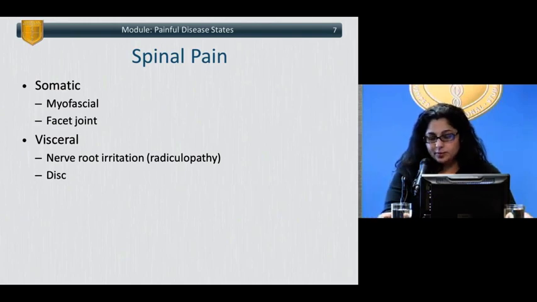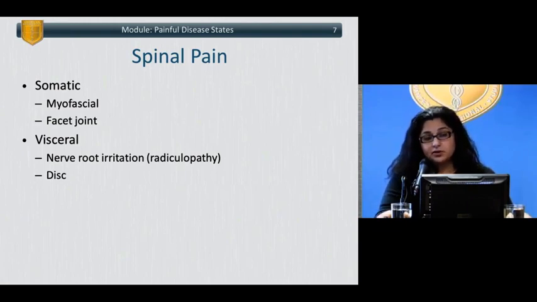Spinal pain. When we refer to spinal pain, I often classify it as somatic or visceral. When I refer to somatic, again, as we mentioned earlier, that's skin, muscle, joints, tendons, bones. So when we're referring to the back, of course, we have muscles in our back. So somatic back pain can be myofascial in nature, or it can be related to the joints. Our facet joints are joints that are located in our back, and basically they are formed by the inferior and superior articular process.